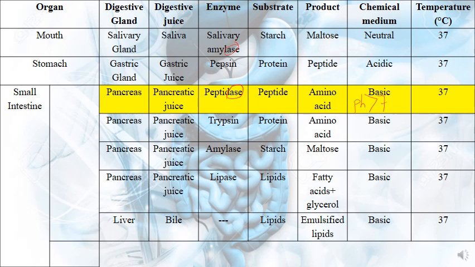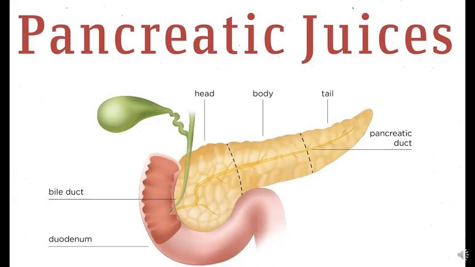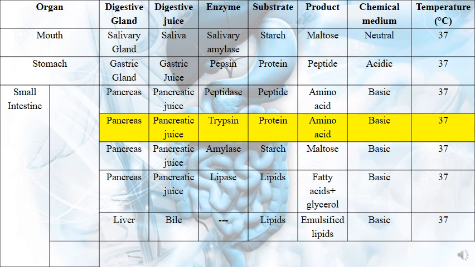As you notice here, only the mouth and the stomach are not basic, while the rest all work in a basic medium. Only the mouth is neutral, and only the stomach is acidic. So this is the pancreas, and it secretes pancreatic juice. In the pancreatic juice, we have other enzymes called trypsin.